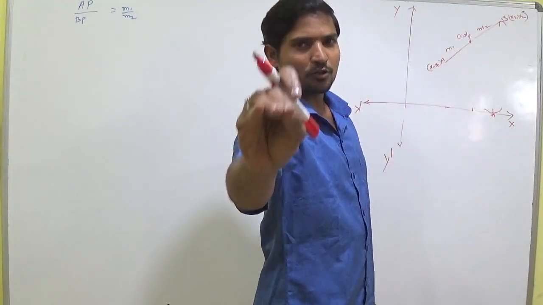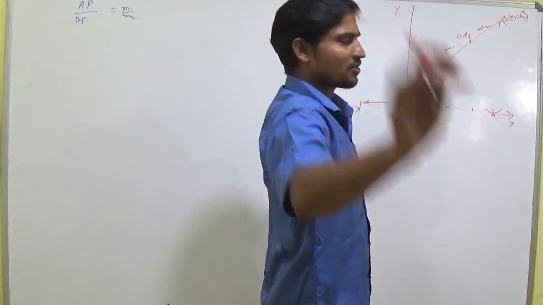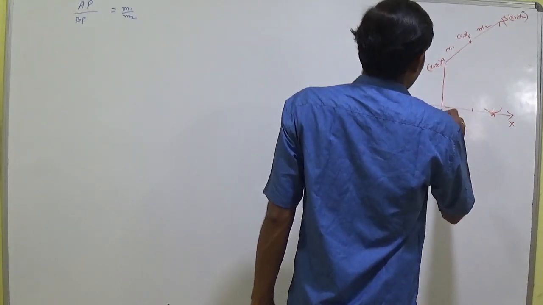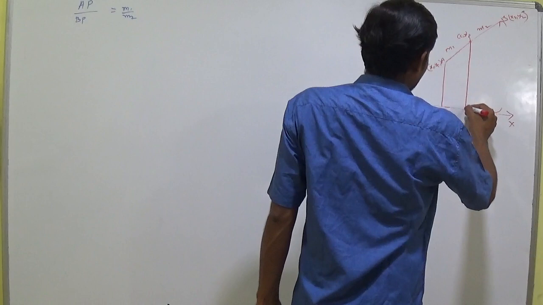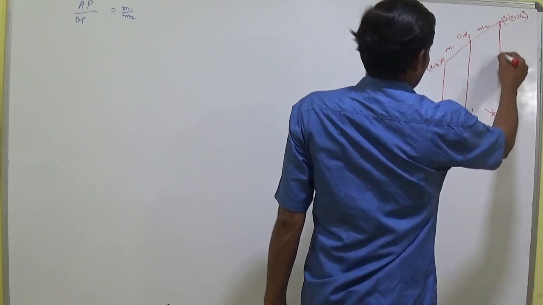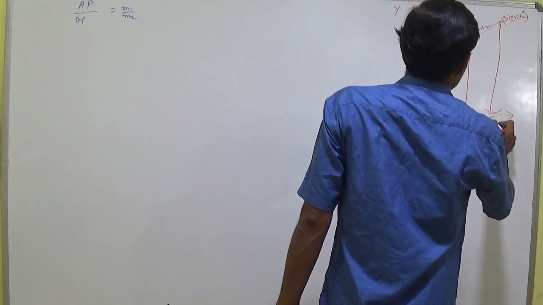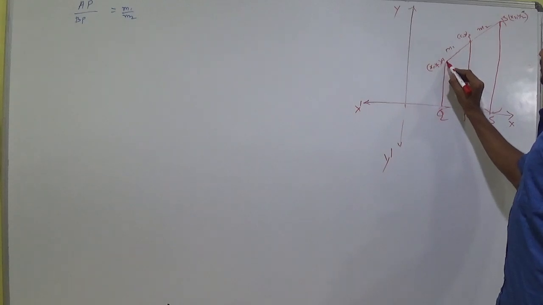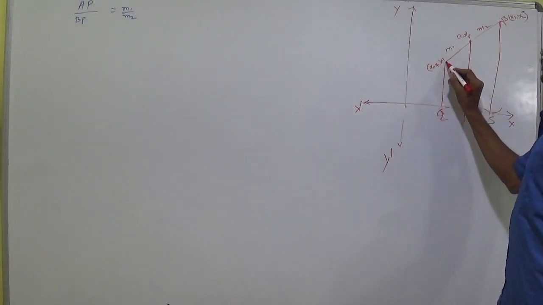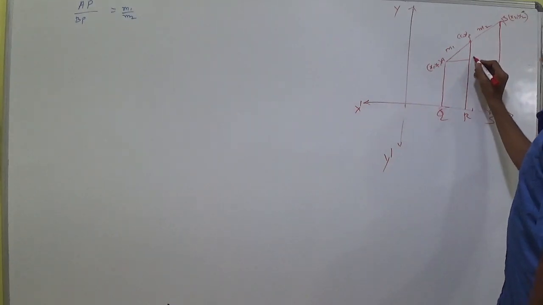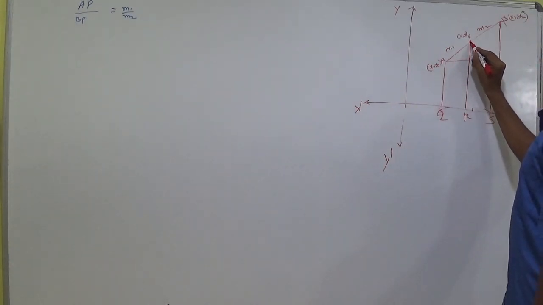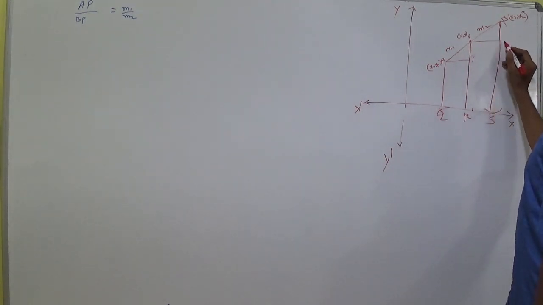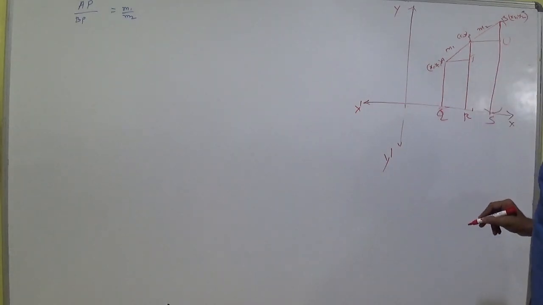Draw perpendiculars from A to the x-axis, B to the x-axis and P to the x-axis. Suppose they are AQ, PR and BS. Drop a perpendicular from A to PR, suppose T, and drop a perpendicular from P to BS, suppose this is U, right?